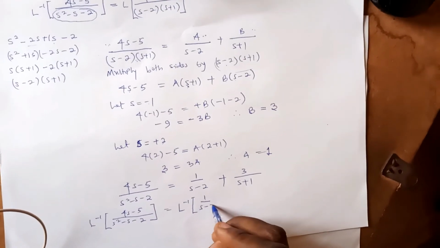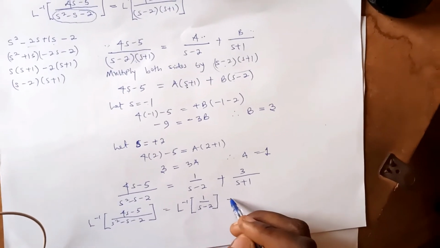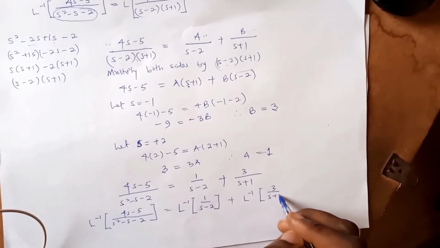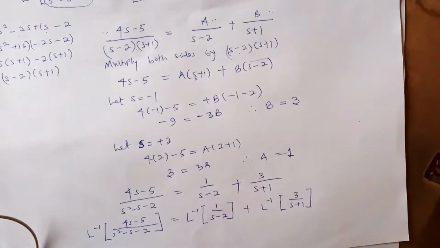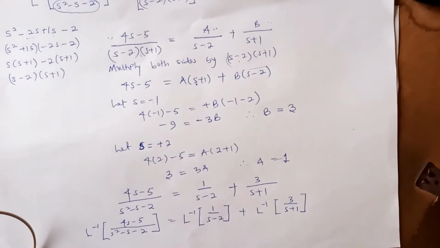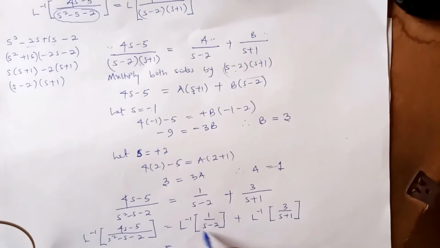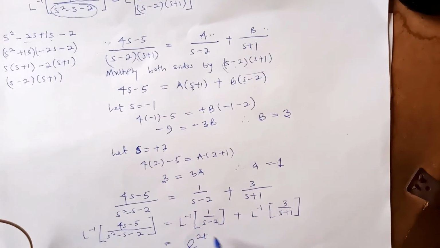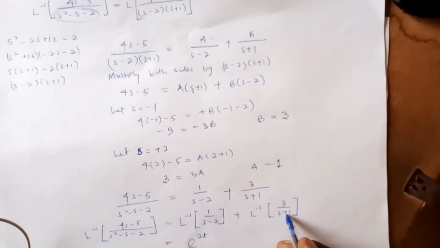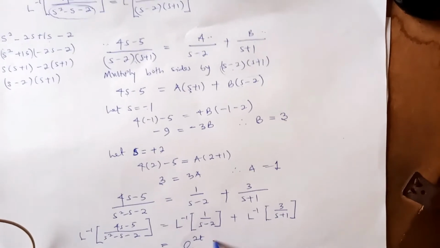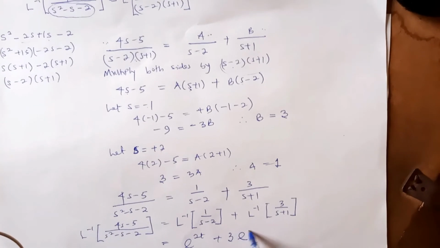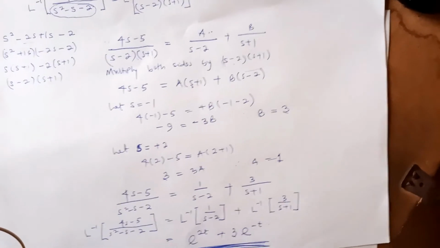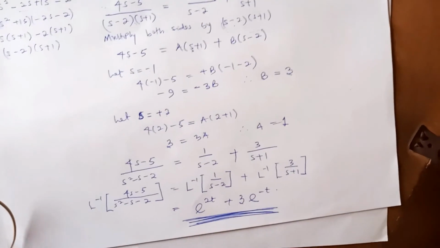If you look at this, what I'm trying to do here is called linear properties. Inverse of 3 over x plus 1. You see that now? So what is the next thing? This one here will give me exponential 2t. And what about this one? This one will give me 3, then exponential minus t. So this is the Laplace inverse. So let's go back and continue with the lecture notes.